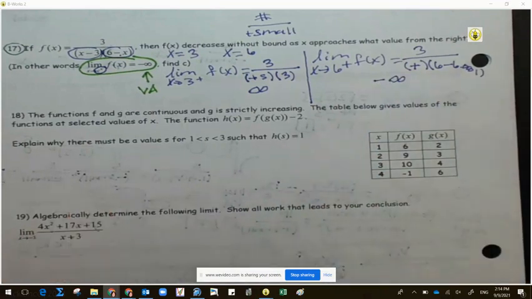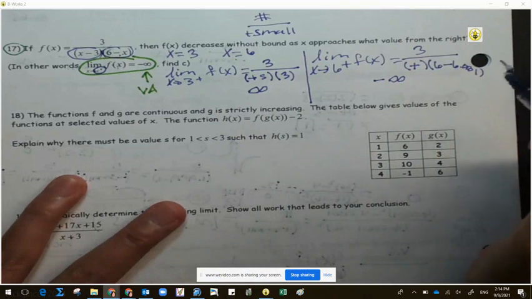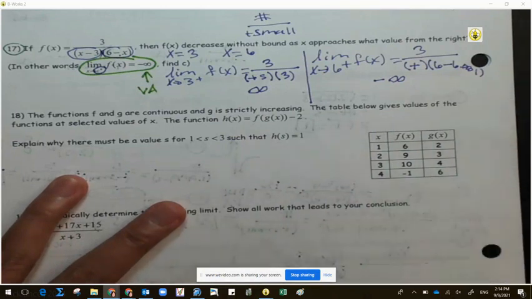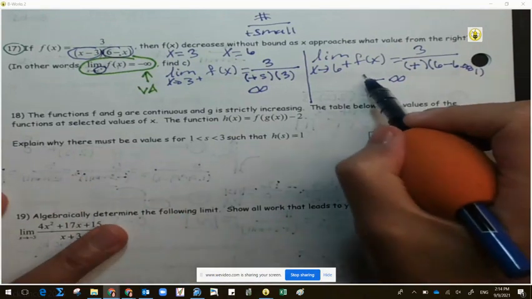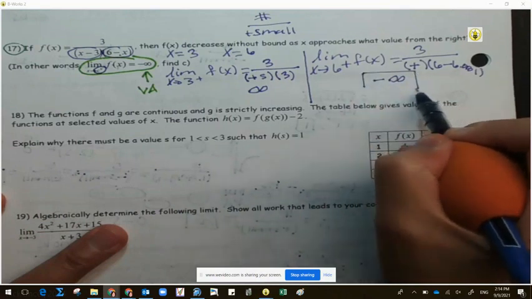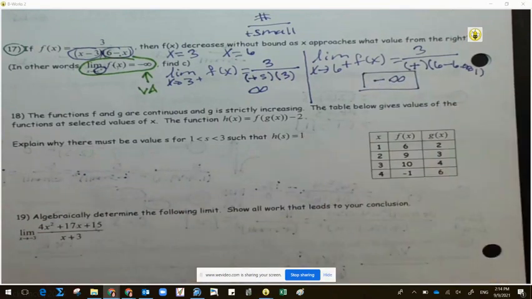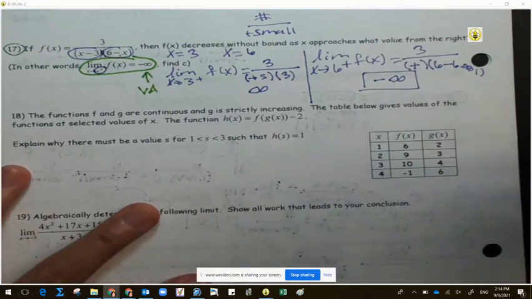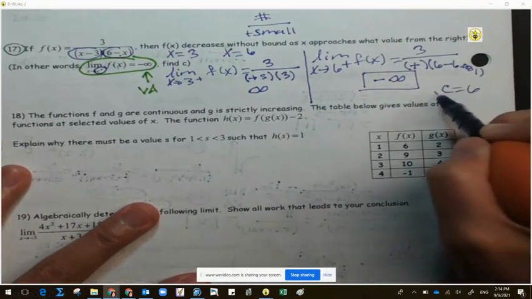And the question says, at what value of c? So what are we looking at? From the right. So we know this one is going to reach negative infinity. So our number is, if c is equal to 6.